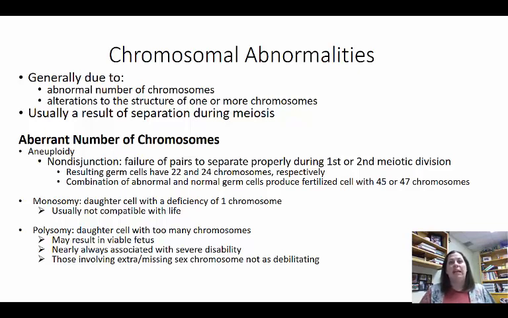They have too many. And again, this normally results in a trisomy, meaning they have more than one, so meaning they have 3 of one chromosome, 47 total. This may result in a viable fetus. It may go ahead and develop pretty much like normal where it survives. However, a lot of times they do have some severe disabilities due to this. Those involving extra or missing sex chromosomes may be debilitating.